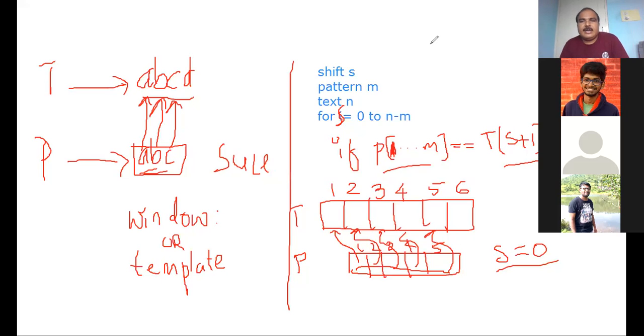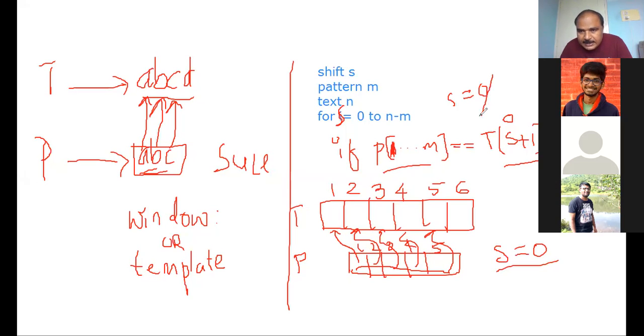Do you understand this? Here, I'm going to trace it now. So what is s? The s equals 0, correct? So substitute 0 here. That means p of 1 is compared with t of 1, p of 2 with t of 2, p of 3 with t of 3, p of 4 with t of 4, and p of 5 with t of 5. So in this way, each character is compared.